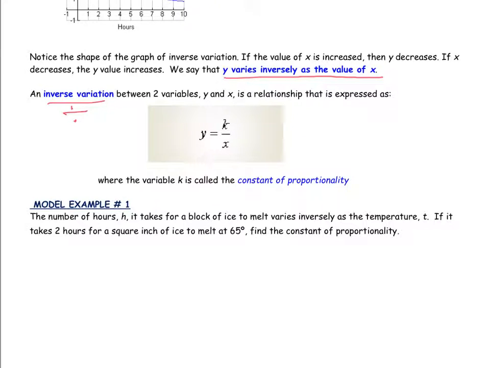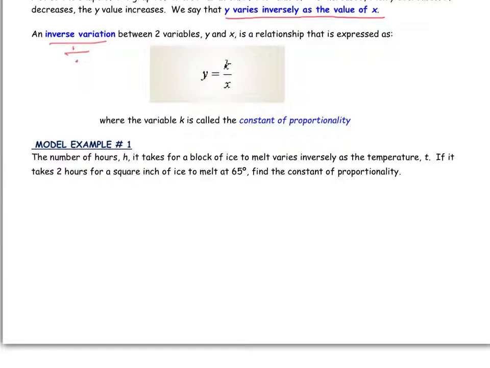So let's look at an easy example. The number of hours h it takes for a block of ice to melt varies inversely. There is our key term. We know that we have to divide, as the temperature T. If it takes 2 hours for a square inch of ice to melt at 65 degrees, find the constant of proportionality. In this case, they want us to find the constant of proportionality. We know that is K, and they have some given data.